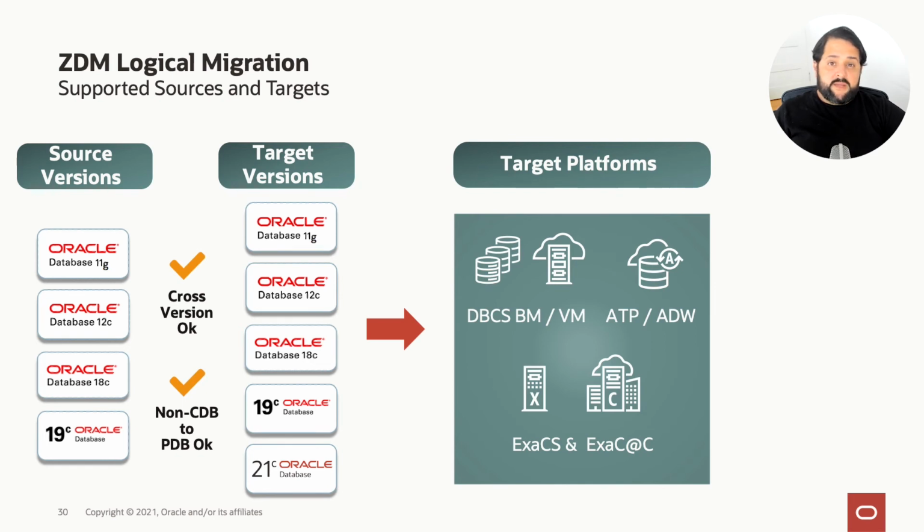Now, we have pretty much the same targets, except we don't have Exadata on premises. But now we have Autonomous Database, both in transaction processing and data warehouse, and also in shared and dedicated mode, which is great. Now, how does it work, right?